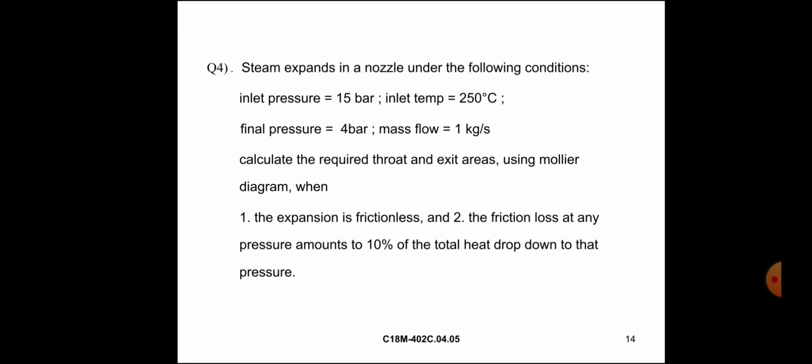Fourth problem. Steam expands in a nozzle under the following conditions. Inlet pressure is 15 bar, inlet temperature 250 degrees centigrade, final pressure 4 bar, mass flow 1 kg per second. Calculate the required throat and exit area using the Mollier diagram, when 1, the expansion is frictionless, and 2, the friction loss at any pressure amounts to 10% of the total heat drop down to that pressure.